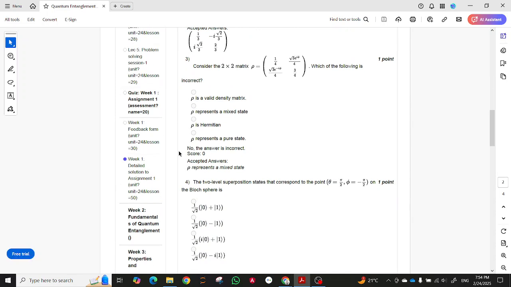So now do the third problem of the assignment. You are given the 2 cross 2 density matrix rho given by this. You have to verify which of the following statements is correct: rho is a density matrix, is it a mixed state or Hermitian or pure state, whatever.